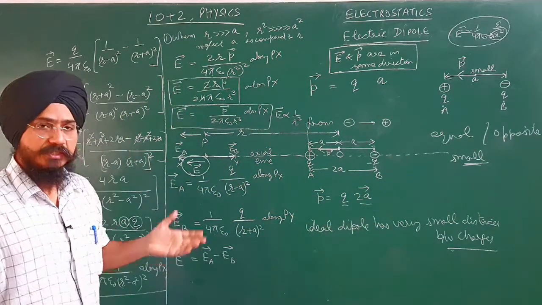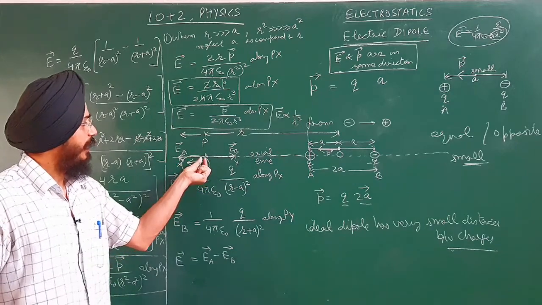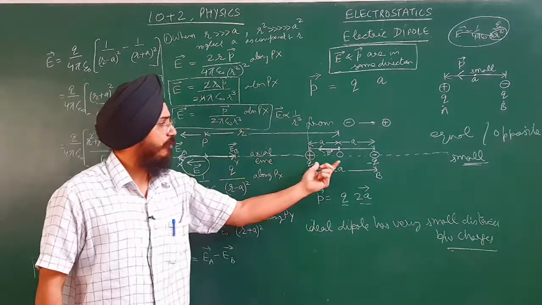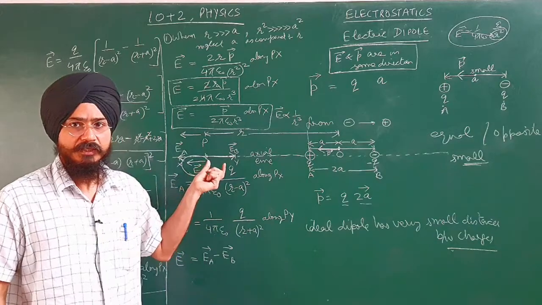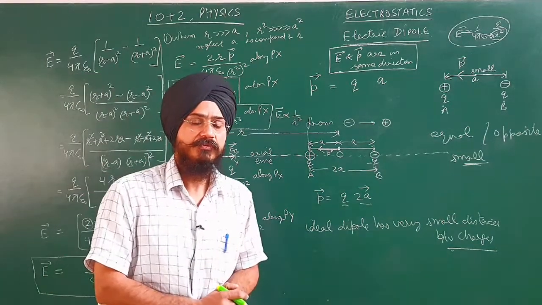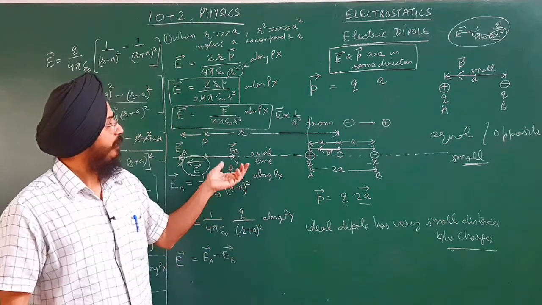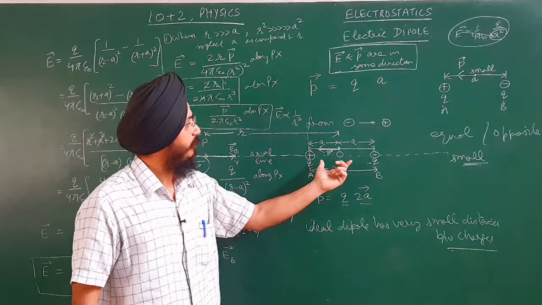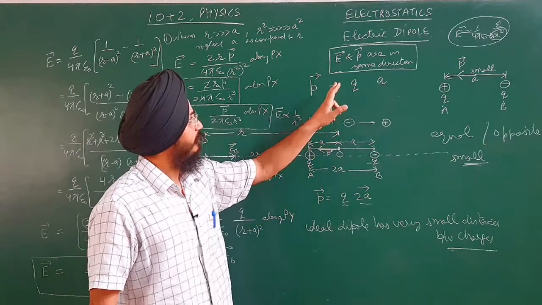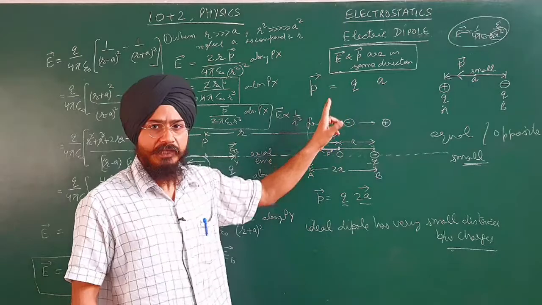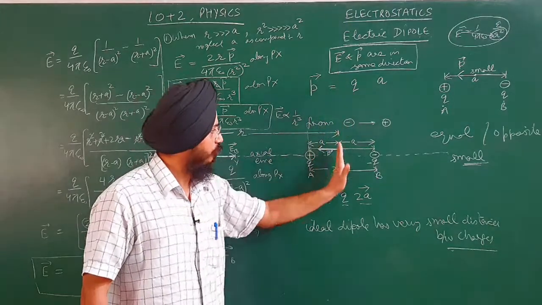So this was the electric field at any point due to a dipole on its axial line. In the next lecture we will derive an expression for calculating the electric field at any point on the equatorial plane of the dipole.